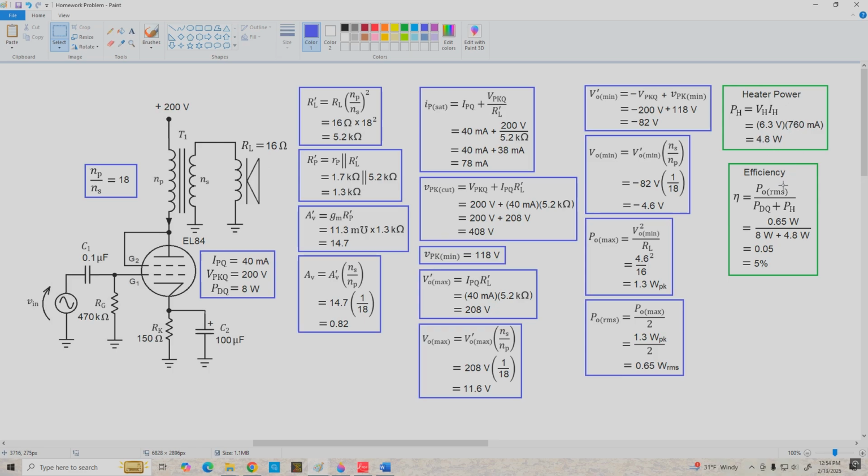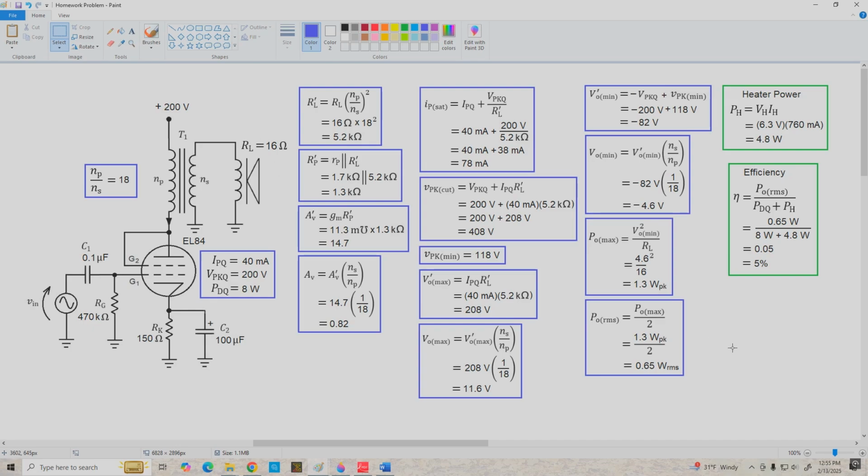The efficiency of the amplifier is equal to the maximum unclipped output power RMS divided by PDQ plus the heater power. So we've got a maximum output of 0.65 watts RMS. Our quiescent power dissipation is 8 watts, and we've got 4.8 watts of heater dissipation, so that gives us an efficiency of 5%. Not very good. So again, I wouldn't recommend this as a practical amplifier. It's just an academic exercise.